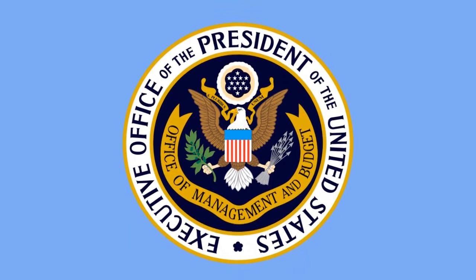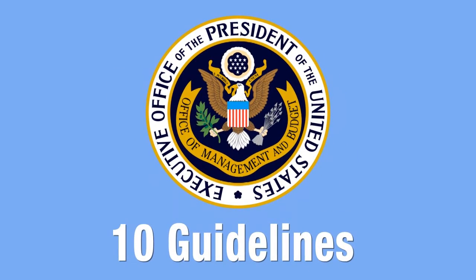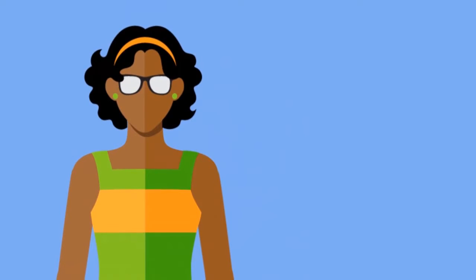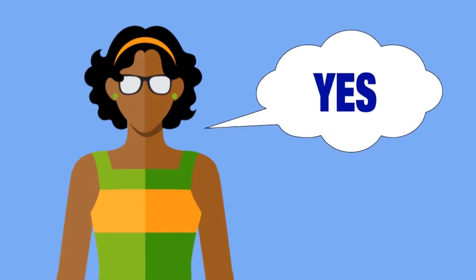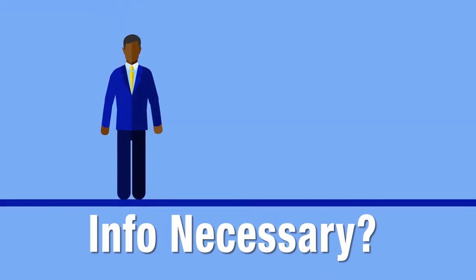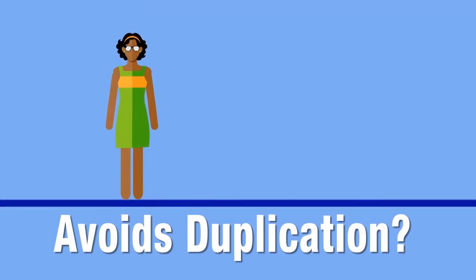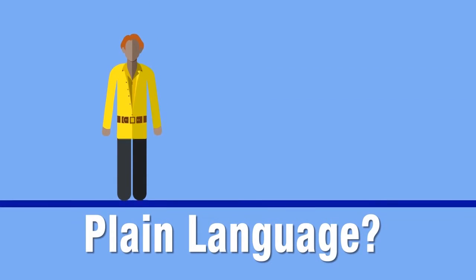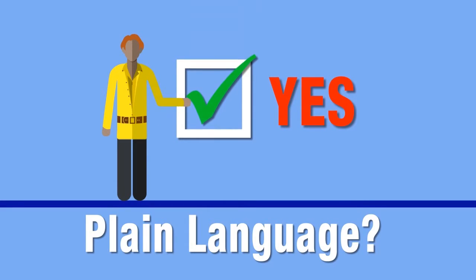When you design your information collection request, follow the Office of Management and Budget's, or OMB's, 10 guidelines for information collection. Ask yourself and others the following questions, and get a yes response to each in order to proceed. Is this information collection necessary for performance of agency functions? Does this information collection avoid unnecessary duplication? Is burden reduced on small entities? Does the information collection and the information collection request use plain, coherent, unambiguous terminology?